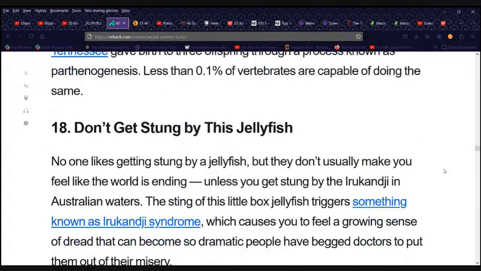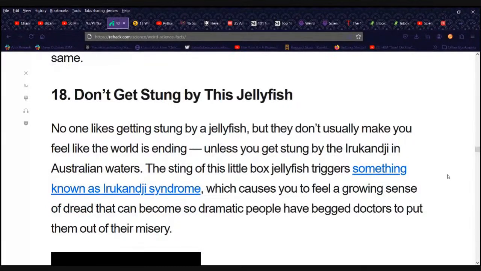Interesting. There's a jellyfish that is kind of nasty. The box jellyfish. Yeah, Australian waters. It triggers this Irukandji syndrome, which causes you to feel a growing sense of dread that can become so dramatic people have begged doctors to put them out of their misery. I think some of these can kill you too. Some of the venom is so strong it can kill you. Well, you can get a heart attack from it just from how much it hurts.